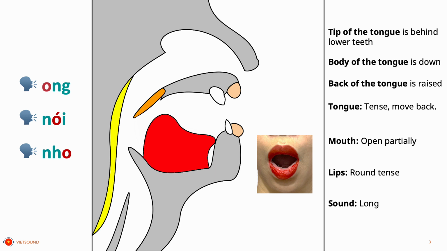The last thing you have to remember about the R sound is that it is a long sound. So you have to prolong the R sounding word like R, R, R, ong, nói, nho.